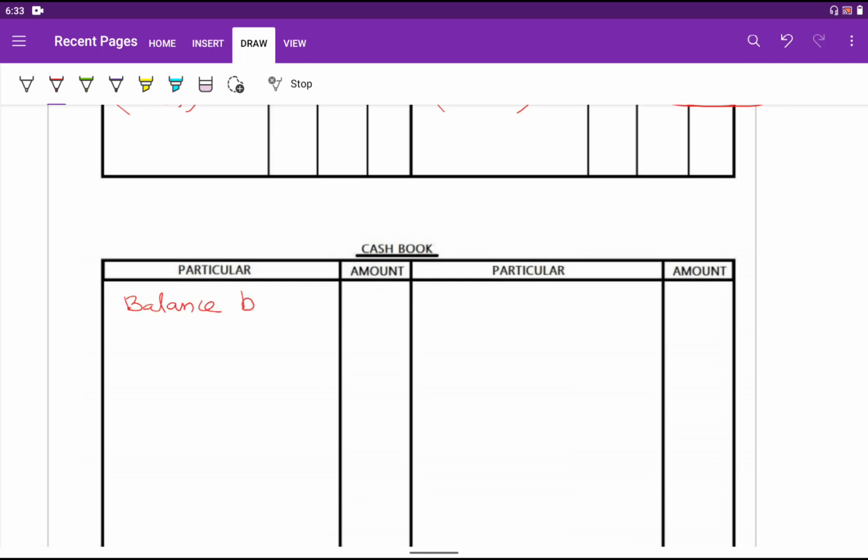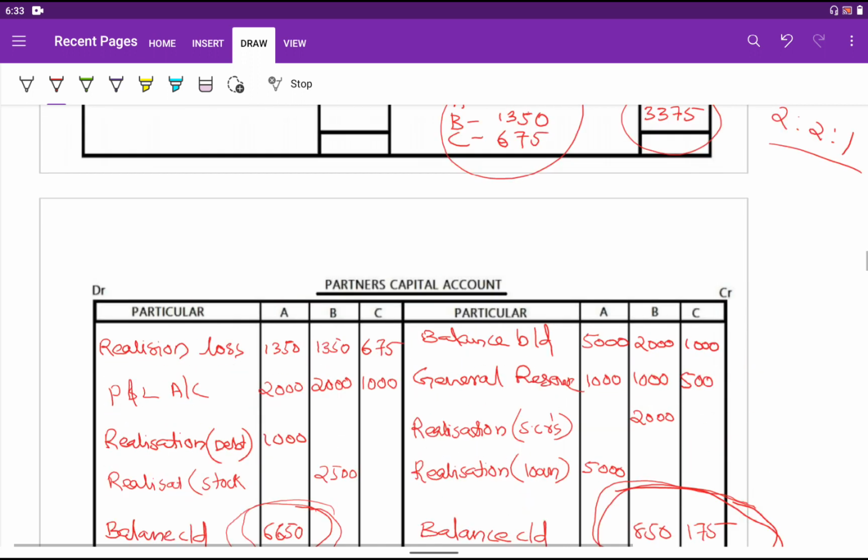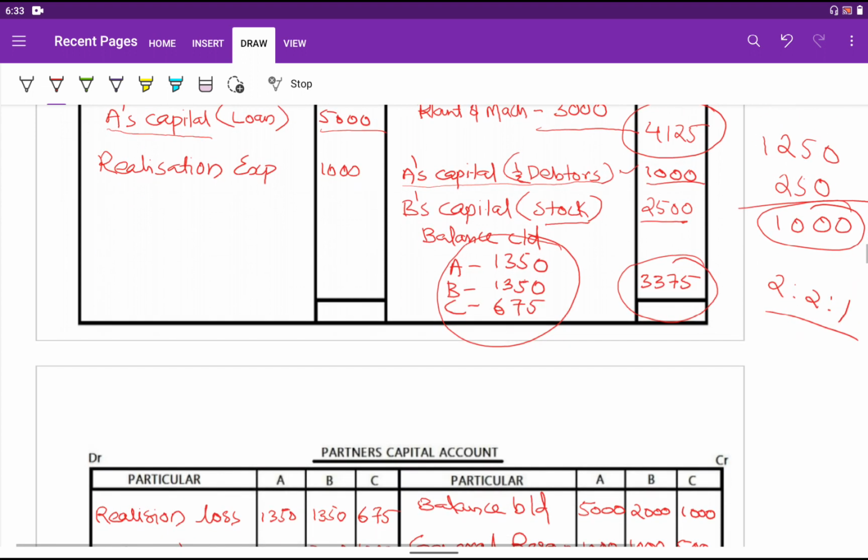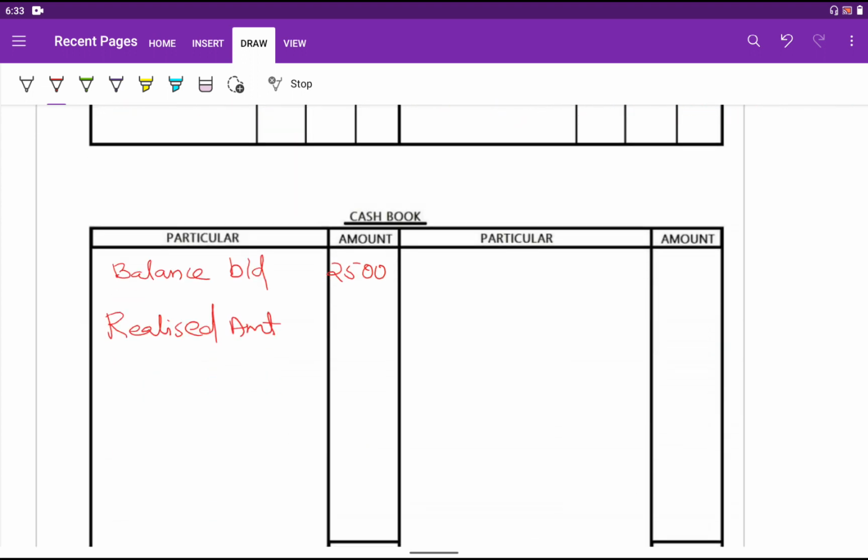Now carried on breakdown. How much is the balance breakdown? 2,500 that we got from balance sheet. Okay, now realized amount we'll write. How much is the realized amount? Debtors and plant and machinery total 4,125. We got the realized amount 4,125. So that we will write in cash book.